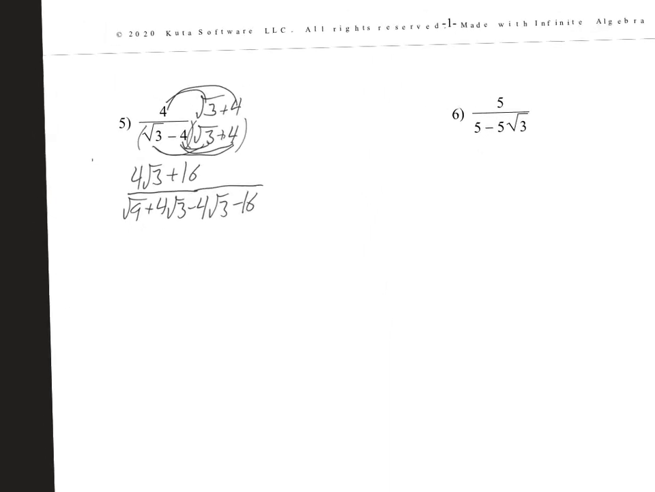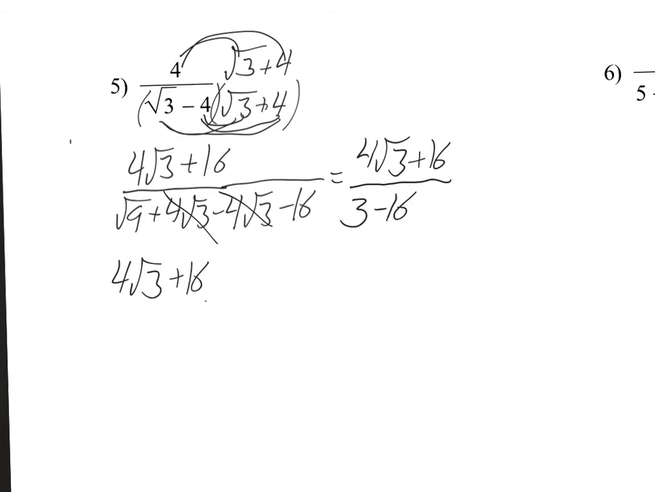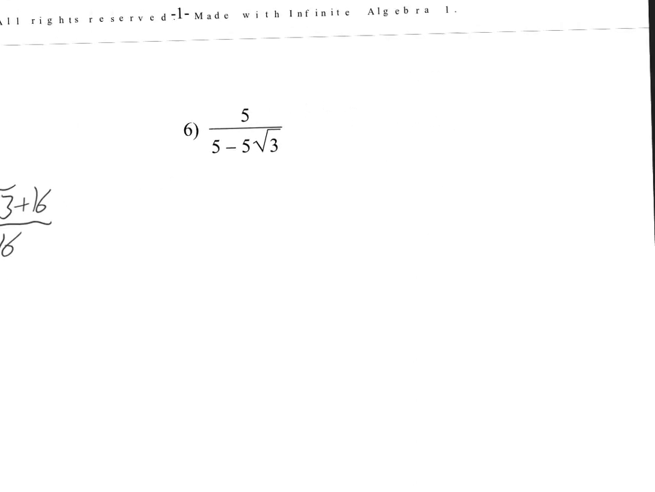So now let's simplify this out. We're going to have 4 radical 3 plus 16 over, well, radical 9 is just 3. These 4's cancel out because plus 4 radical 3 minus 4 radical 3, those are the same thing, minus 16. So that means we're going to have 4 radical 3 plus 16 over negative 13. I can accept that answer. That one's fine. Okay, next one.